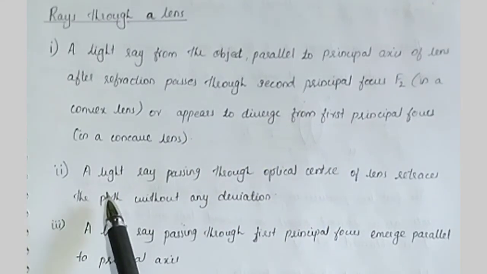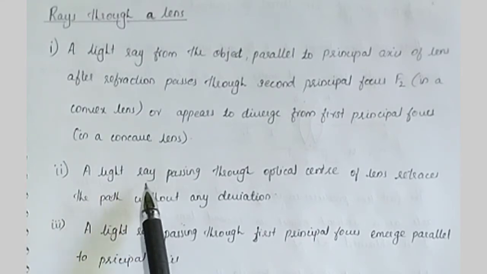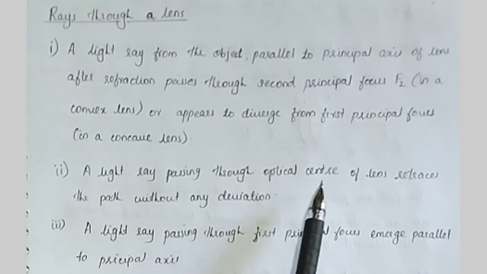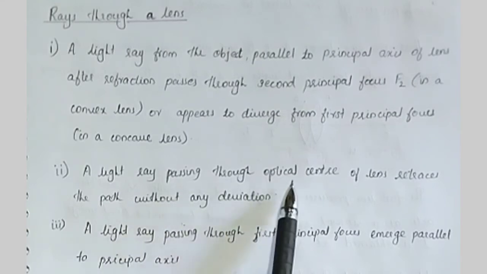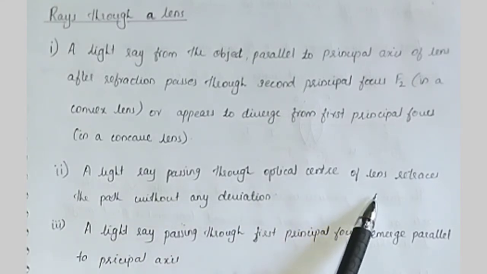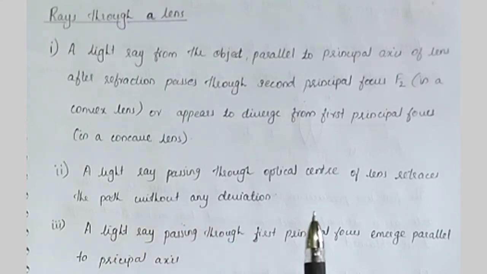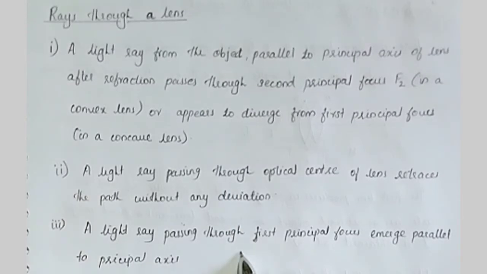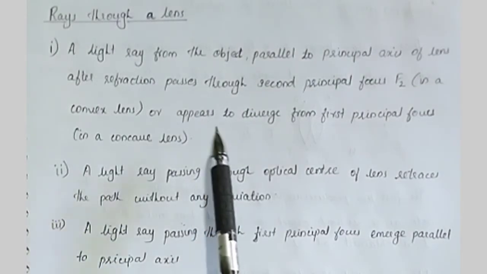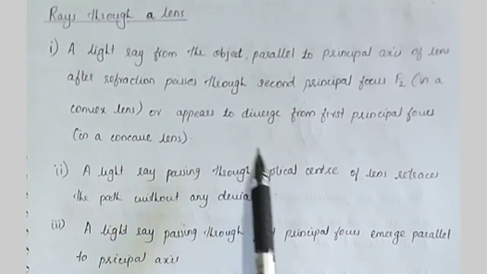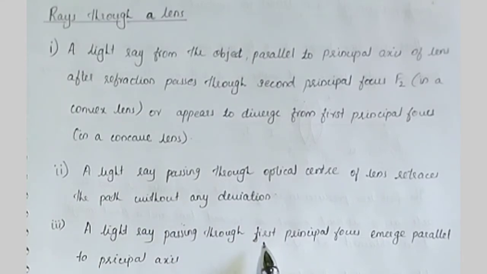Now, the second kind of light ray is the one that passes through the optical center. A light ray passing through the optical center of the lens retraces the path without any deviation. And the third one is the light ray passing through the first principal focus, and that emerges parallel to the principal axis. So, these are the light rays that are used to obtain the image for a particular object.